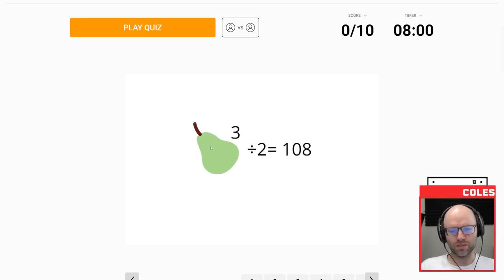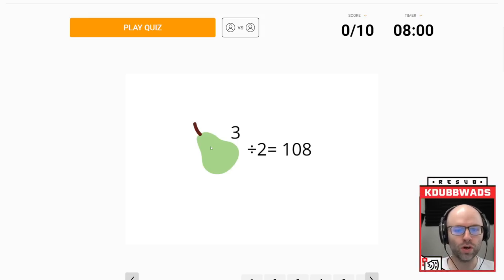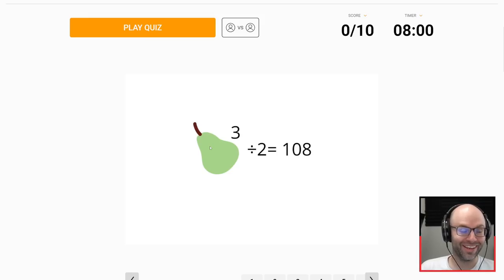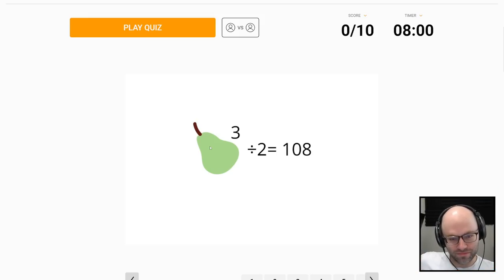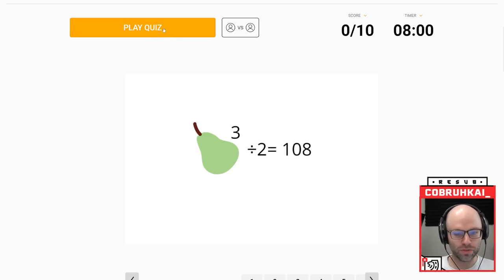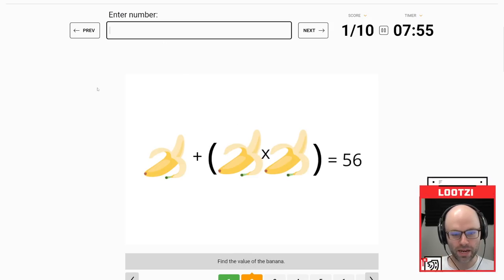So something cubed divided by 2 equals 108, which means that something cubed equals 216. Oh, man. It's 6. The pear equals 6. 6 cubed divided by 2 equals 108. Boom. Okay. A banana plus banana times banana equals 56.